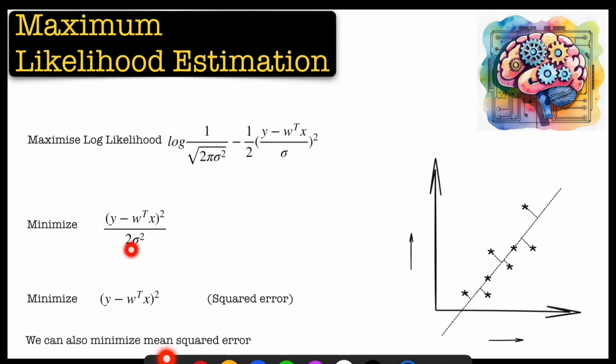But here also sigma is a constant, right? So we can get rid of that as well. So our objective remains minimizing y minus w transpose x, whole square. This is the same as the squared error that we discussed in our linear regression video. So if you view this problem from a maximum likelihood perspective, we also get this squared error, and we can minimize this squared error or the mean squared error.